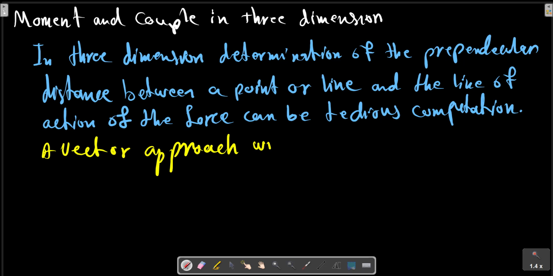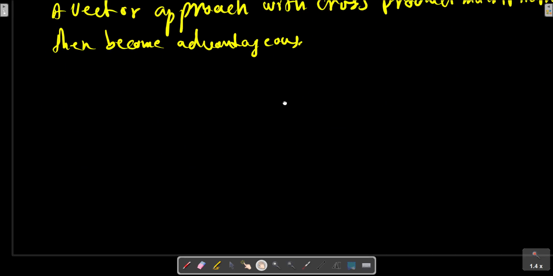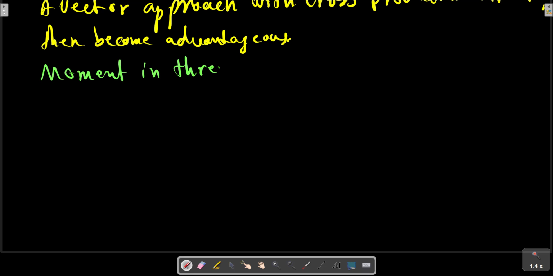With cross product multiplication, we can compute the moment in 3D. So we should start with this topic, moment in 3D.